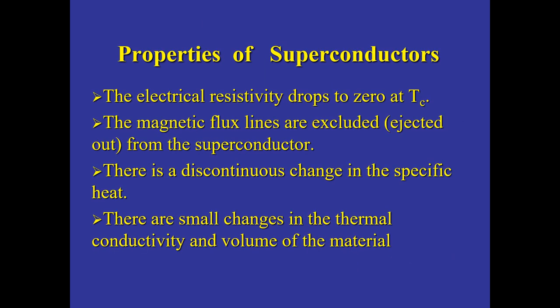During the superconducting phenomenon, the electrical resistivity drops to zero at the critical temperature. The magnetic flux lines are excluded, like in diamagnetic materials, and are ejected out from the superconductor. It behaves like a diamagnet. This property is mainly used in magnetic levitated trains, which have speeds of 400 plus km/h. There is a discontinuous change in the specific heat of the metal, and there are small changes in the thermal conductivity and volume of the material.